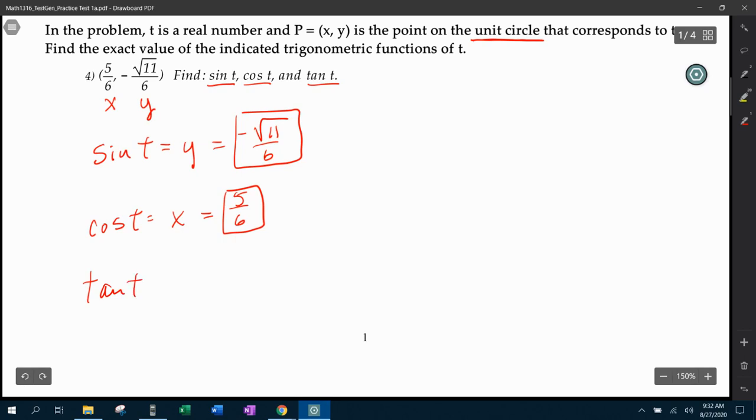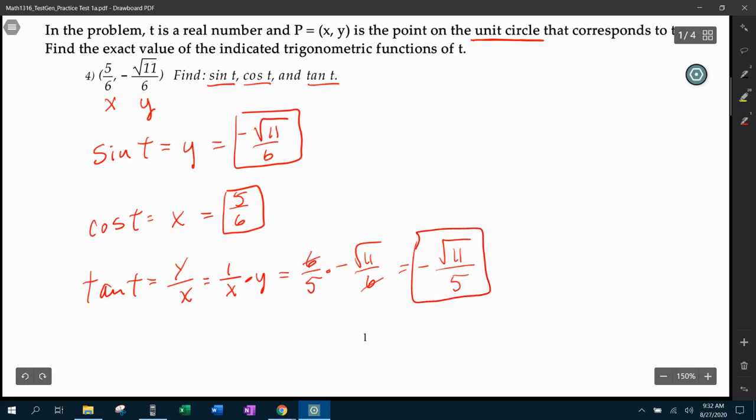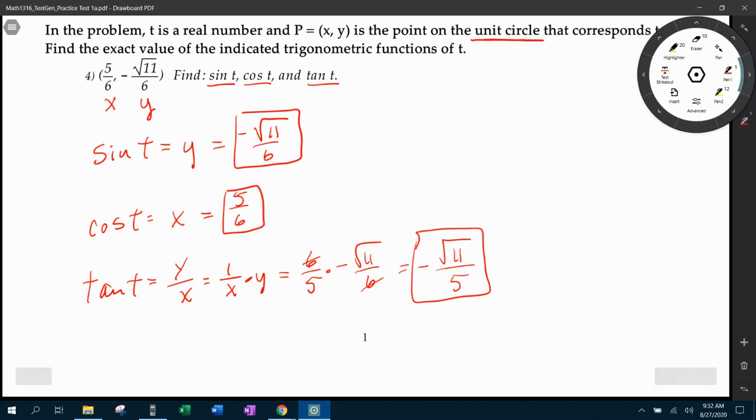And tangent is y over x, which I don't know if you watched any of my previous videos, but I said the easiest way to do this is to do the reciprocal of x times y. So we're going to take the reciprocal of x times y. Notice that these 6's are going to cancel, and that's going to give us negative square root of 11 over 5. That's going to be our answer for tangent. And that is done.